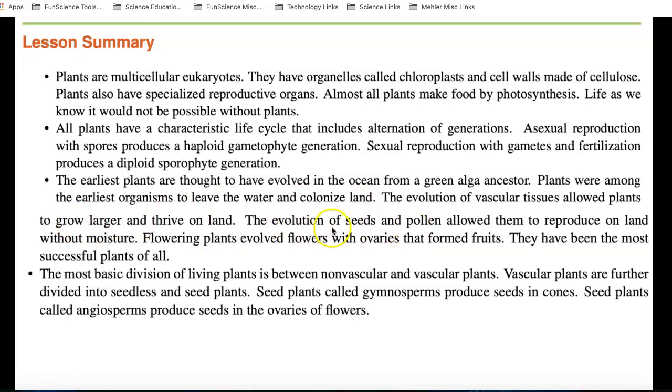The evolution of seeds and pollen allowed them to reproduce on land without moisture. Flowering plants evolved flowers with ovaries that formed fruit. And they've been the most successful plants of all time. Almost 260,000 species of flowering plants. The most basic division of living plants is between non-vascular, no plumbing system, and vascular plants, which do have a plumbing system. And we'll see that more in the next section.